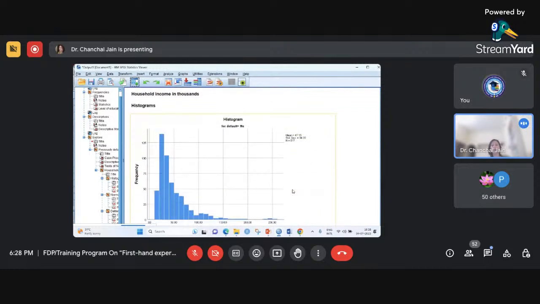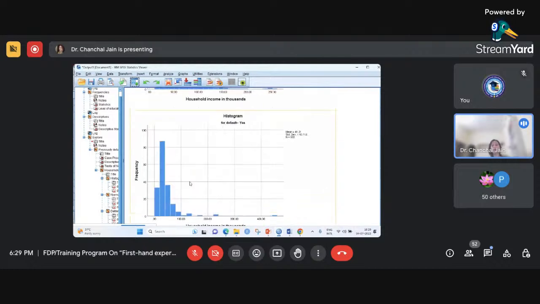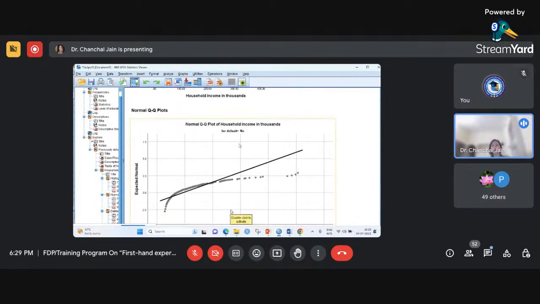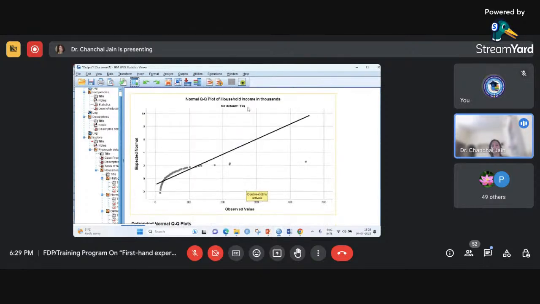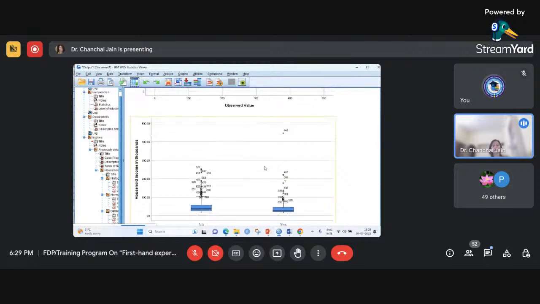Going down, looking at the histogram, again for the defaulter category no, meaning those who have not defaulted previously, if we look at the income, we can see that income is positively skewed. Similarly, for the yes category also, income is positively skewed. Now the QQ plot for the no category is saying that income is positively skewed. Similarly, for the yes category also, the QQ plot says income is positively skewed. Detrended, you do not need to discuss.